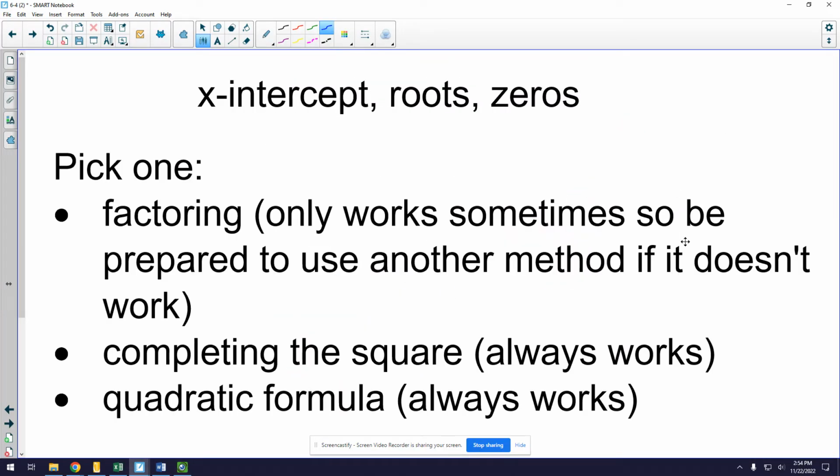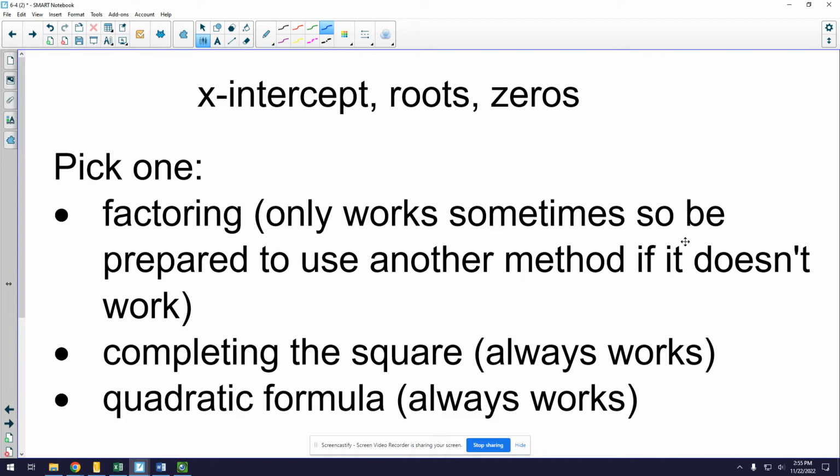X-intercepts, roots, and zeros. I'm not going to go through this in this set of notes. You have 3 methods that we have talked about in 6.1, 6.2, 6.3. Factoring, completing the square, and quadratic formula. Factoring only works in some cases. Factoring only works if you have a real and rational answer that has to be able to factor. Completing the square and quadratic formula always works, but sometimes they're more complicated than factoring.